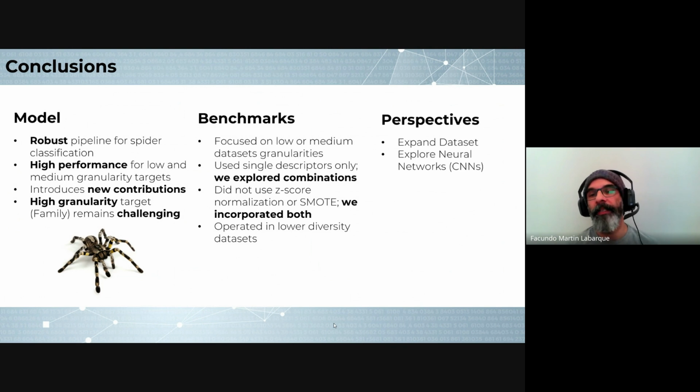So finalizing my talk, as a perspective, we would like to expand our datasets. We have other colleagues who could share spider image data, and we could do a new analysis. And of course, to explore all our data compared with neural networks.